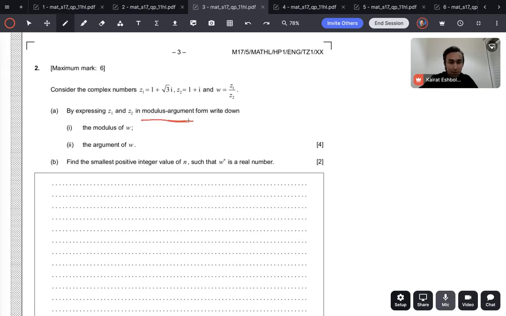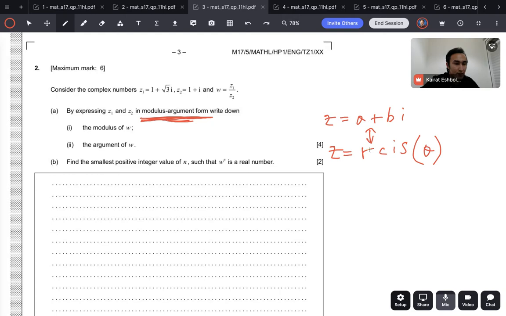Okay, let's see what modulus argument form means. Right now, the z1 here and z2 are in the so-called Cartesian form. Cartesian form is when we have a plus bi, right? So it's like 1 plus root 3i. But modulus argument form looks something like this: r cis theta, of an angle theta. Actually, we can swap around between the two using the following formulas.